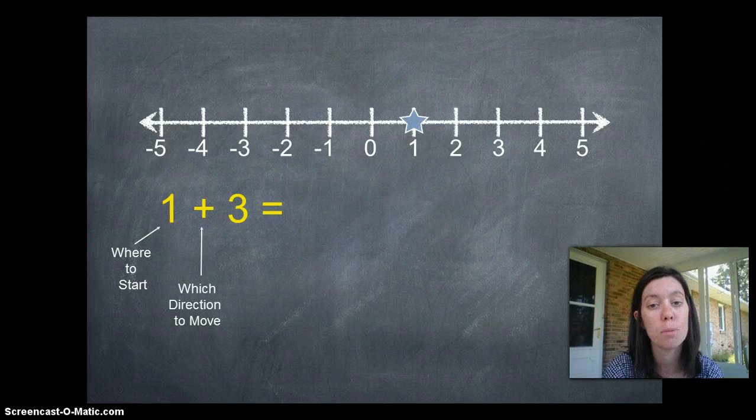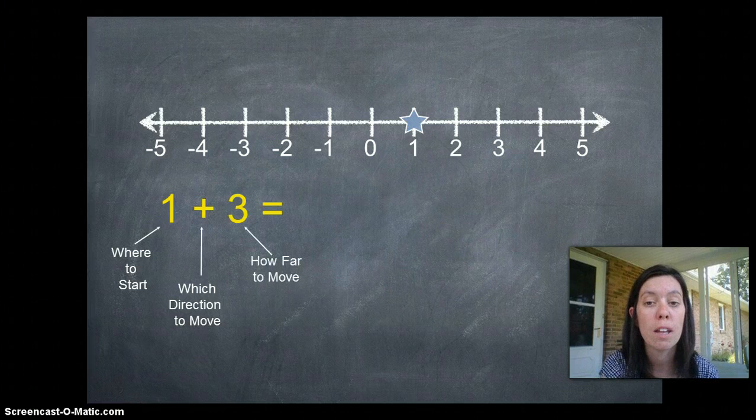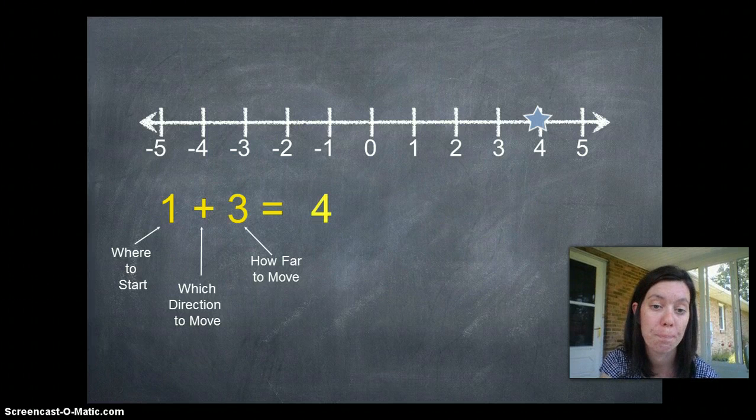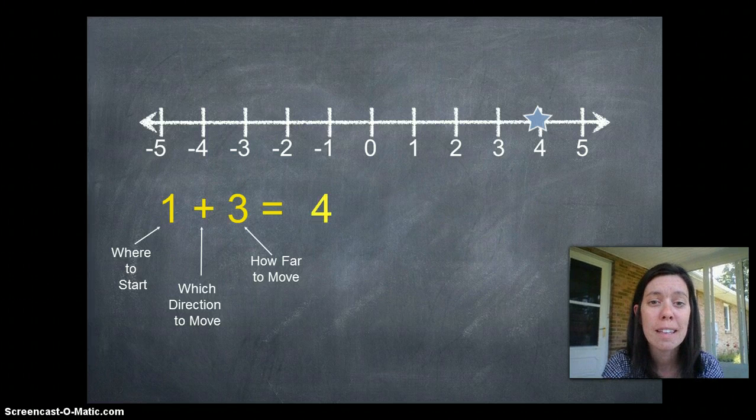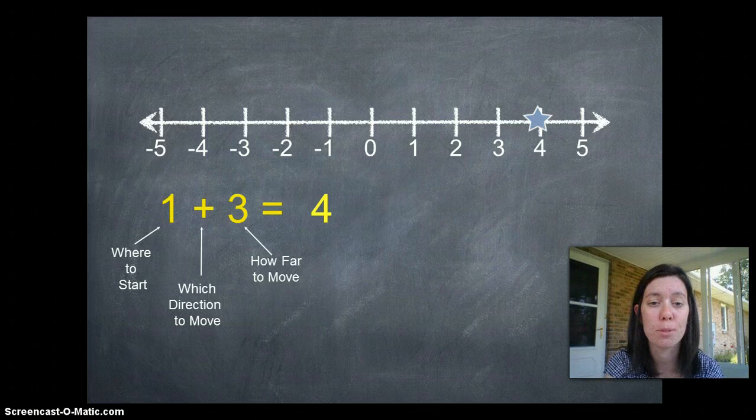That is telling us which direction to move. If it's a plus sign, we'll move to the right on the number line. If it's a minus sign, we'll move to the left. So in this case, we're going to move to the right, and the next number tells us how far to move. So we're going to move to the right 3 spaces. 1, 2, 3 spaces, and we land on the 4. So that's why the answer to this problem is 4. Hopefully, this basic setup can help you do more complex problems and problems with negatives.